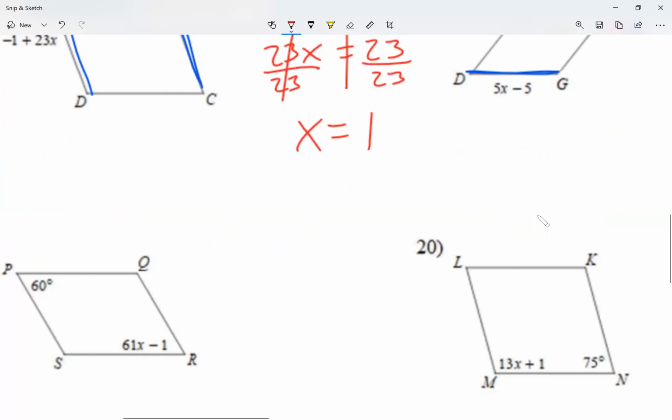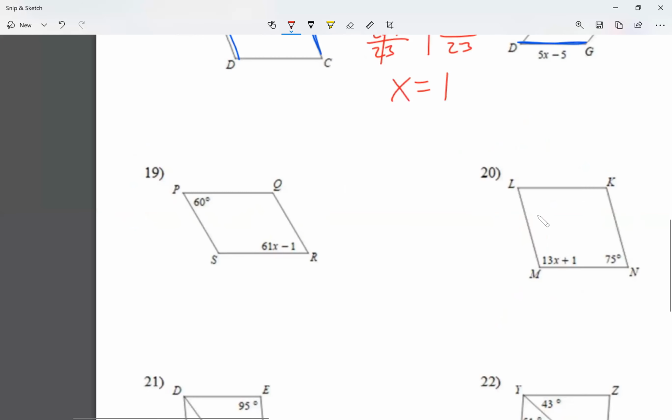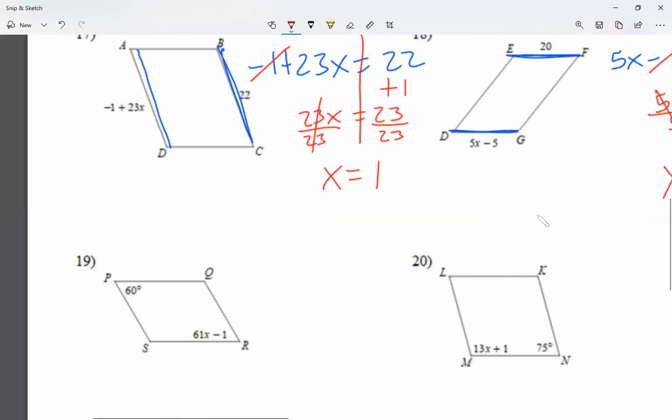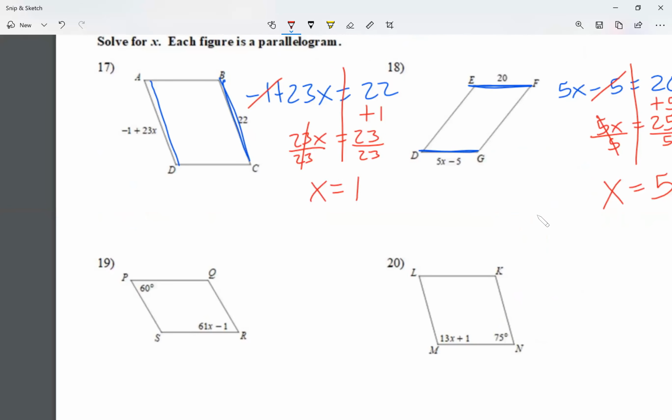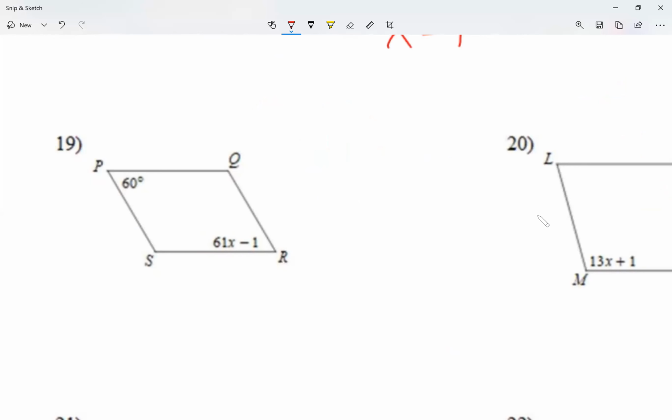Let's take a look at question number 19 and 20. Okay, now we're looking at angles. I want you guys to see something between these 4 questions. Every time I'm dealing with the sides, the numbers were outside of the parallelogram. Every time we're dealing with angles, the numbers are inside the parallelogram. So for number 19, the numbers are inside of the parallelogram, so in this case, I'm dealing with the angles.